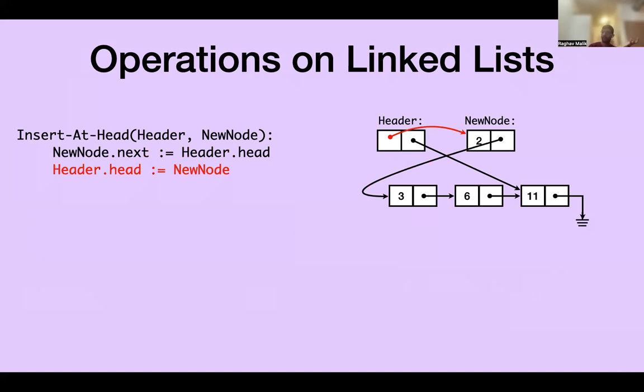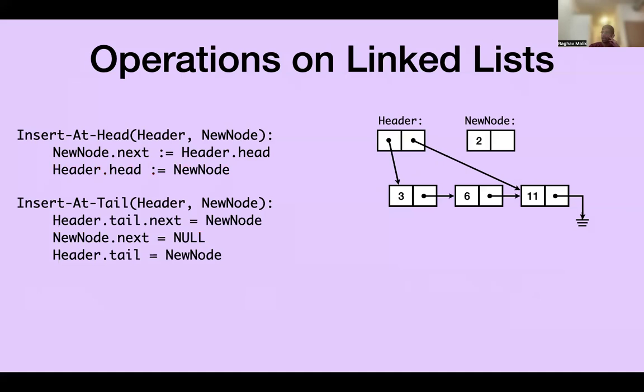Now the arrows are kind of crisscrossing all over the place, but maybe you can mentally rearrange this to put the new node at the left and convince yourself that this is in fact a valid linked list with two at the beginning, or two at the head. So we can insert at the head. We can also insert at the tail.